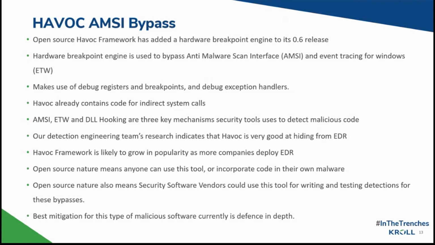This is on top of HAVOC's already existing indirect system calls feature, which allows the framework to bypass DLL hooks that EDR software uses. By bypassing AMSI, event tracing, and DLL hooking, HAVOC has circumvented the three key components used by security tools to detect malicious activity. Research performed by Kroll's detection engineering team indicates that HAVOC and Sliver, a similar tool, are very good at hiding malicious activity from multiple different EDR platforms.